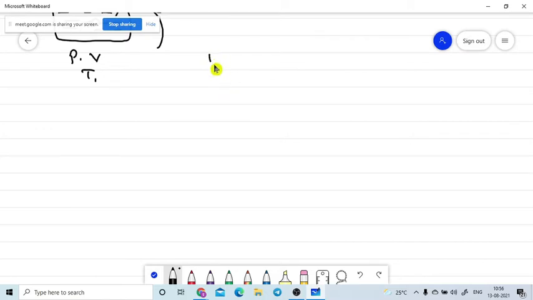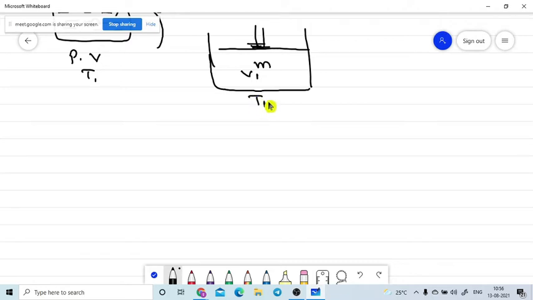Let's assume here is one of the systems. Maybe here is the gas with some piston. The mass of the gas is m. Let's assume the volume of the gas is V1 at temperature T1 and pressure P1. Now I apply this on the system. The volume of the gas changes due to the increment of the pressure.